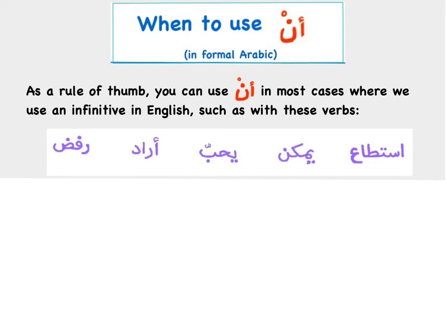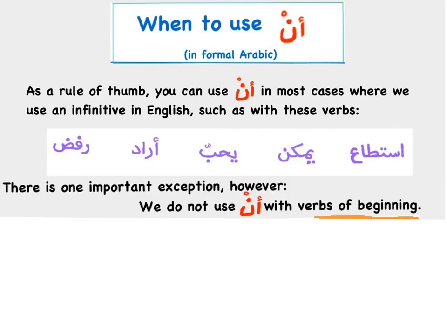So استطاع أن, he was able to. يمكن أن, it is possible. يحب أن, he would like, he would rather, he would prefer. أراد أن, he wanted to. رفض أن, he refused to. Okay, there is one exception for you, and it's important, so listen up.